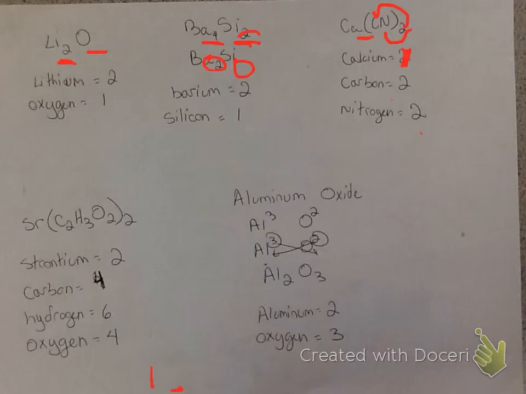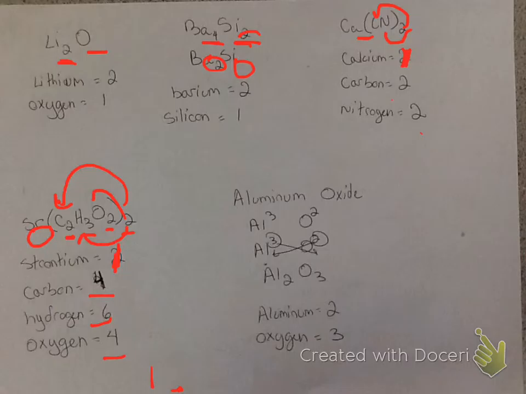Alright, strontium acetate. So, strontium, no number there. Oh, man, again, mess up. That should be a 1. 1 strontium. Now, again, the 2 goes to everything inside the parentheses. So, we have carbon. 2 times 2 is 4 carbons. Okay, I already have 3 hydrogens times 2, 6 hydrogens. Okay, I take it to the oxygen. I have 2 times 2 would be 4 oxygen. So we have 1 strontium, 4 carbons, 6 hydrogens, and 4 oxygens.